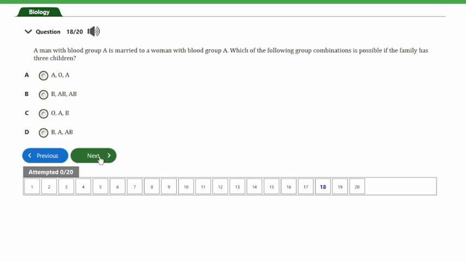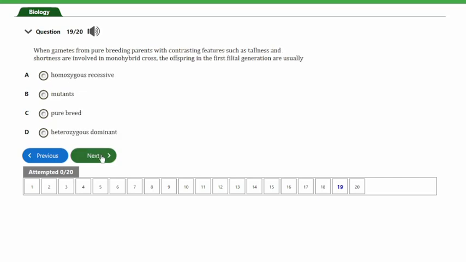So guys, the correct answer to this question is option A, and that's A, O, A. So the family can only give birth to an A and an O. They cannot give birth to any individual bearing a B in their blood group. So guys, that's the answer to this question. So let's look at the next question, guys, and that's question number 19.